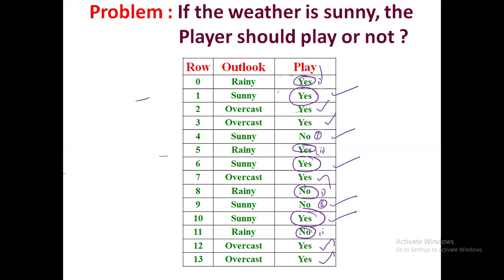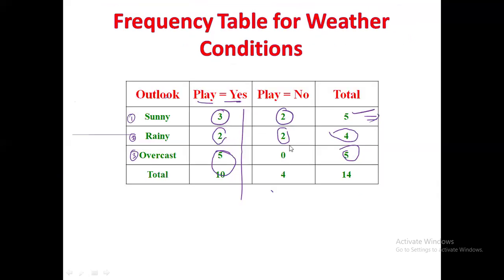So if you are calculating 1, 2, 3, 4, 5, 6, 7, 8, 9, 10. So totally how many yeses are there? 10 yeses are there. So similarly, no 4. So total if you are counting, yes plus no is equal to 14.